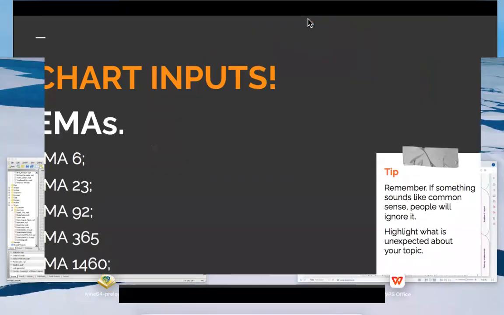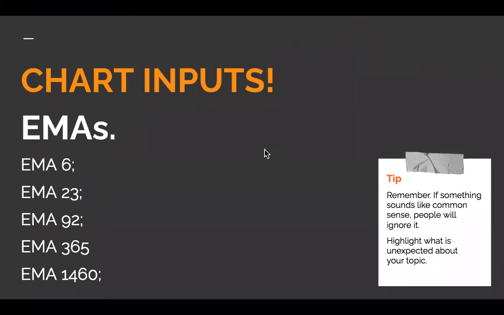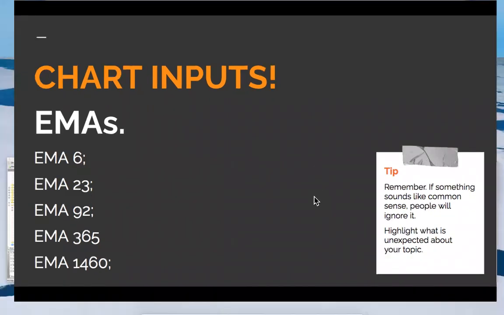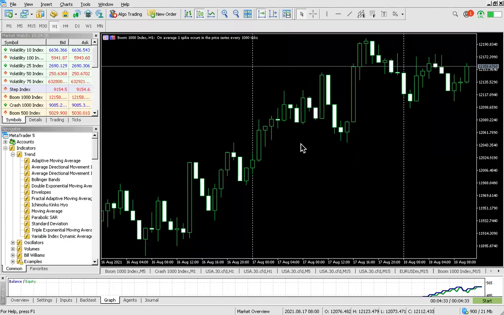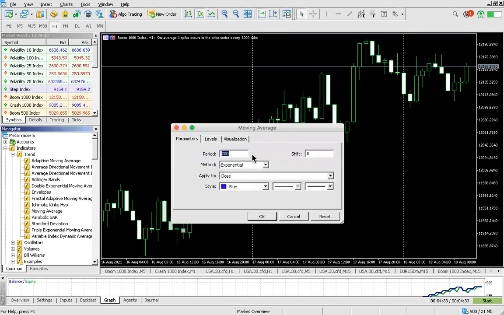I want these chart inputs. I want to have exponential moving averages, right? I'm going to use EMA 6, EMA 23, EMA 92, EMA 365, EMA 1460.